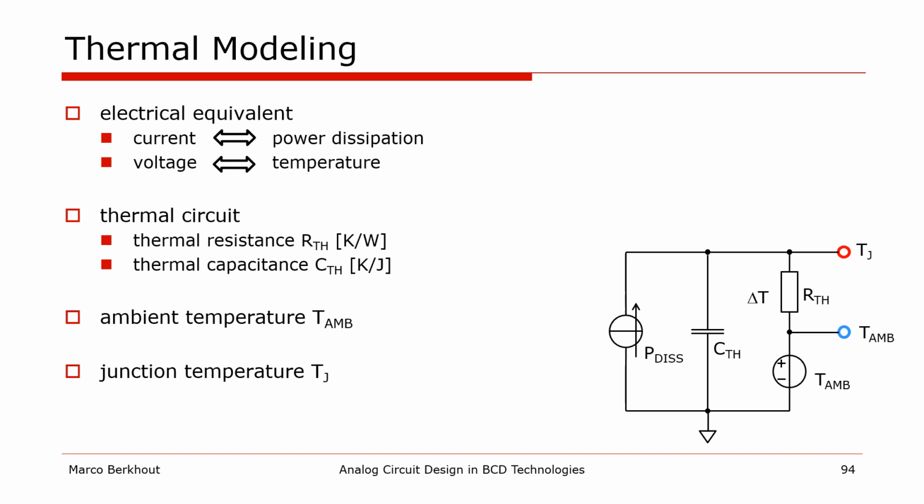This thermal system can be modeled with an electrical equivalent. In this equivalent, current represents the dissipated power and voltage represents the temperature. We can now build a thermal equivalent circuit as shown on the right, with a current source that models the power dissipation, a thermal resistance that models the heat flow, and a thermal capacitance that models the heat capacity. The ambient temperature is modeled with the voltage source, and the temperature difference between the silicon surface junctions and the ambient equals the voltage across the thermal resistance.